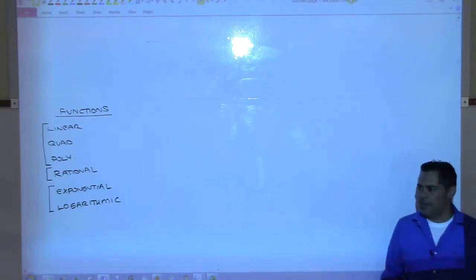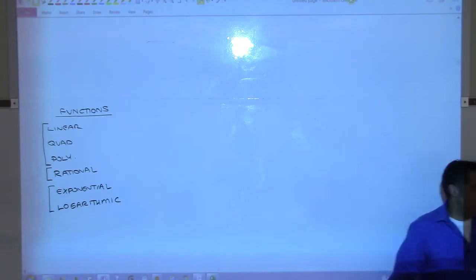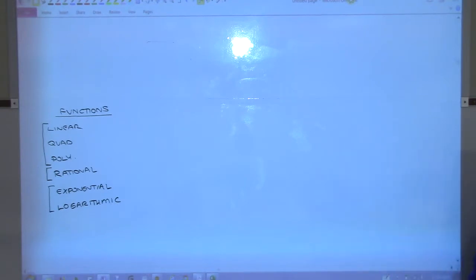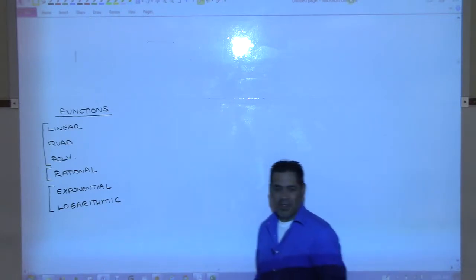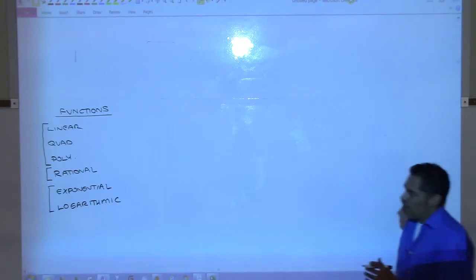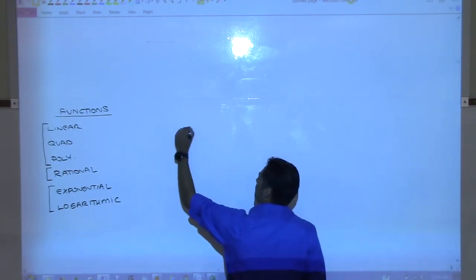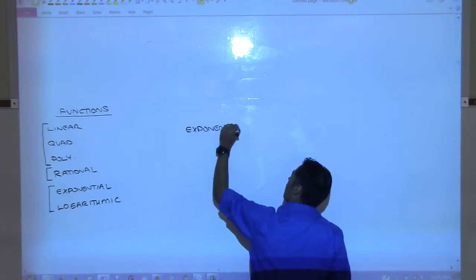Lines are pretty easy, but sometimes lines can be problematic. I think exponential and logs are the easiest to graph. The problem with the exponential and log is that I think they're the most difficult to understand, and a lot of it has to do with the notation. So I'm going to start this whole idea off here of exponential functions with an example.